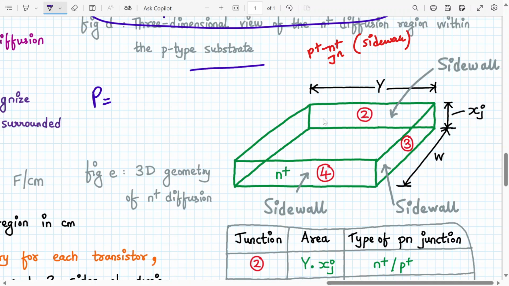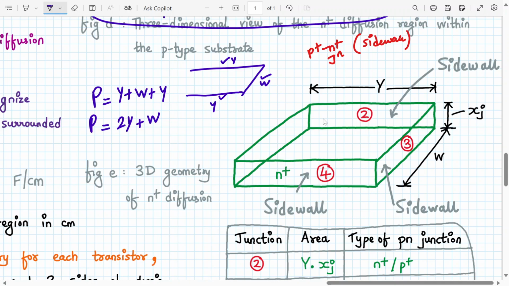So perimeter will be this. This is my perimeter, right? All the three sides, 1, 2 and 3. Tell me what it is. Count and tell me. Y plus W plus X plus Y plus X. So perimeter is 2Y plus W, agree?